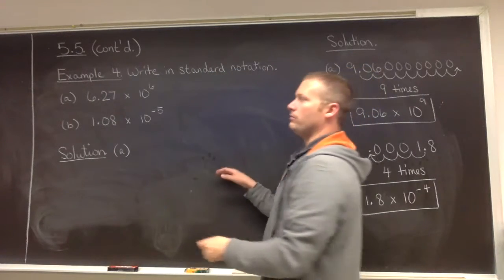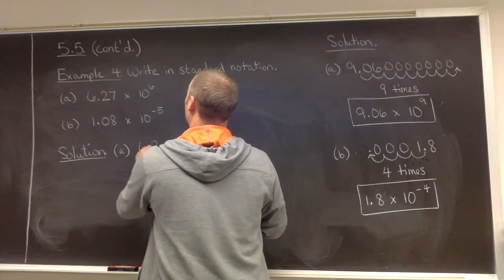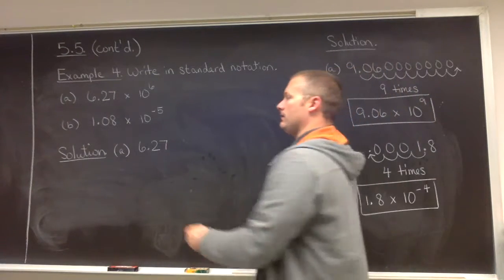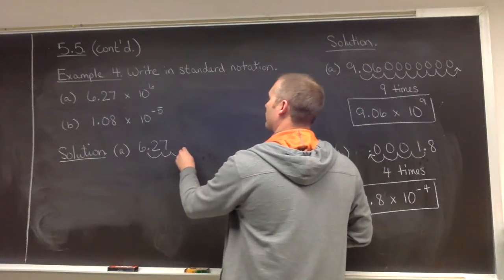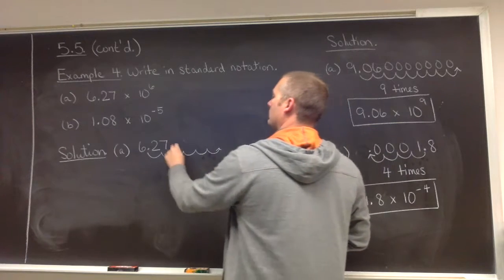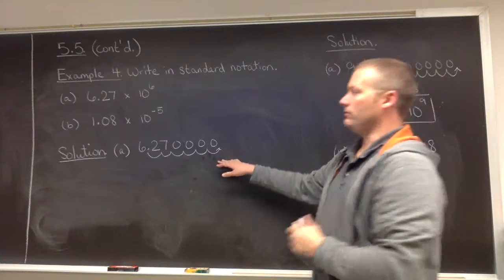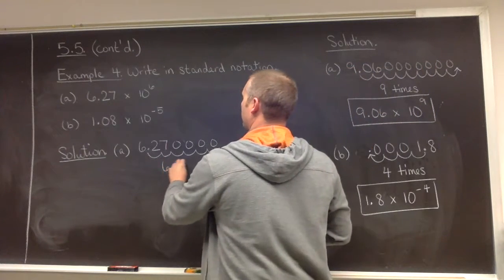So starting with 6.27, I'm going to move the decimal point to the right here 6 times. So 1, 2, 3, 4, 5, 6. And then I'll fill in a bunch of zeros. So we'll label that 6 times.